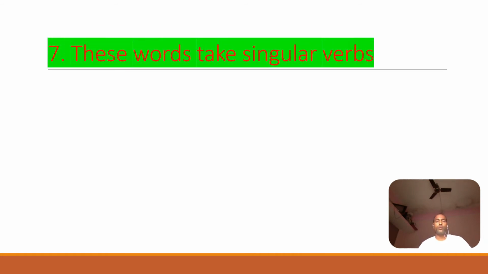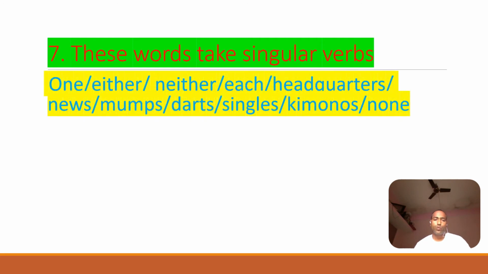Now we are going to introduce the next rule. These words take a singular verb. Let us see what the words are. One, either, neither, is, headquarters, news, mumps. Mumps is a kind of disease. Darts, that is used in a game. Physics, mathematics, that is a subject. Billiards, this is used in a game. None. If you have these words as subject, then they always take a singular verb.